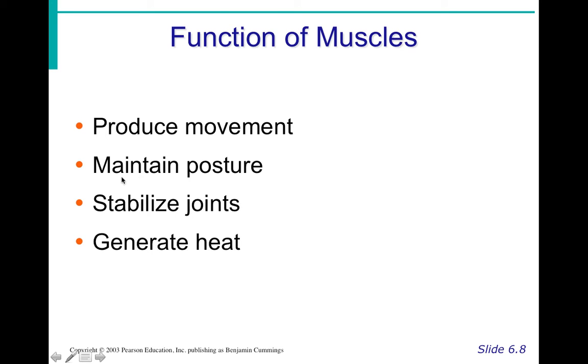So that's important. They also stabilize a lot of your joints. Ligaments aren't enough to really just hold joints together. Having strong muscles around a joint will make a joint much, much stronger. And also, if you get cold, of course, you can shiver, and muscles will generate a lot of heat. And you know that if you play sports indoors, basketball, volleyball, something like that, you can become very hot in the gym because you're working very hard, your muscles are working very hard, and it's raising your core body temperature quite a bit. So that's the functions of muscles.